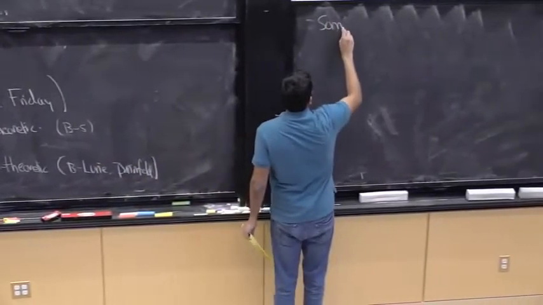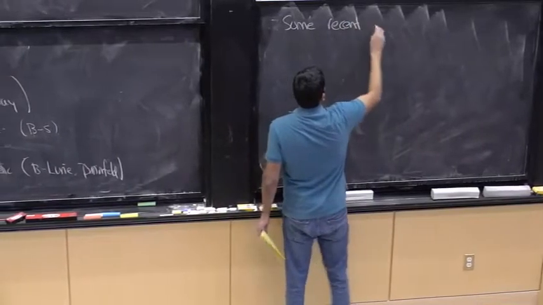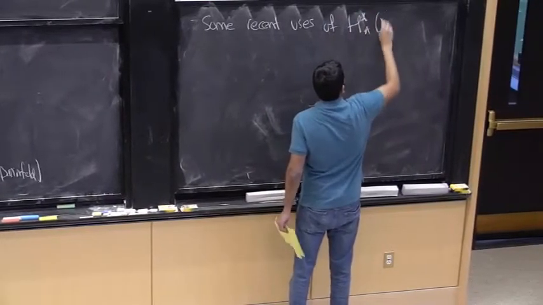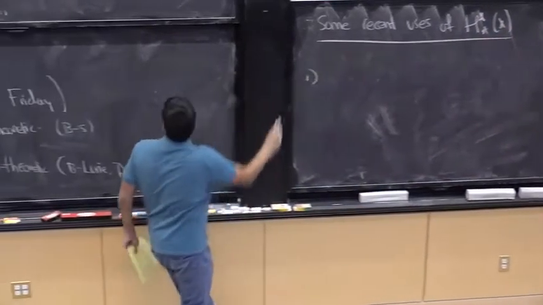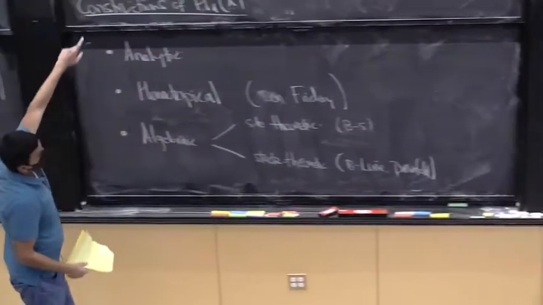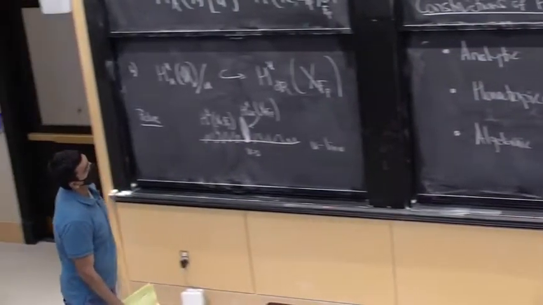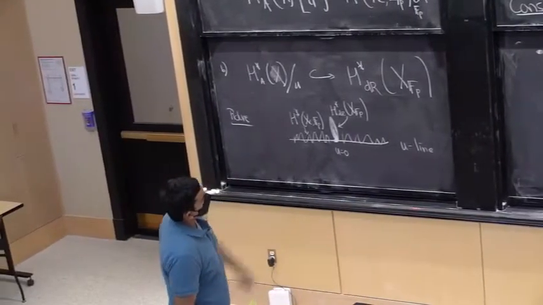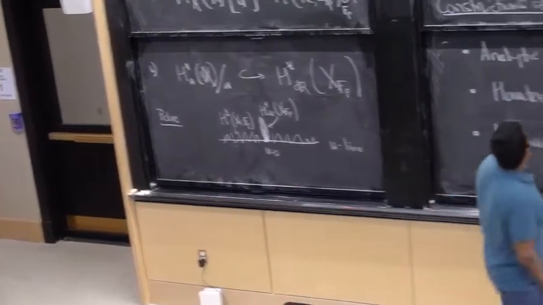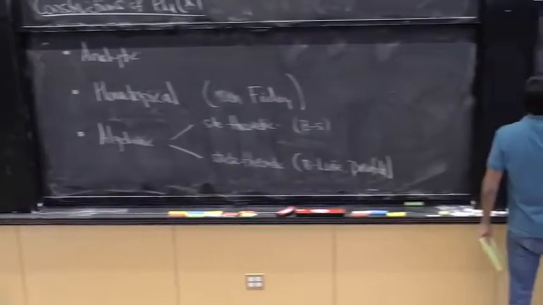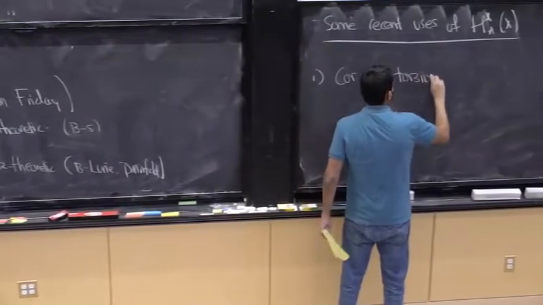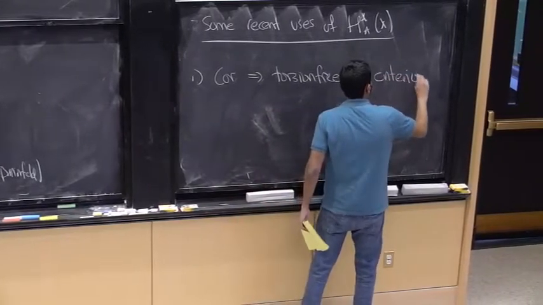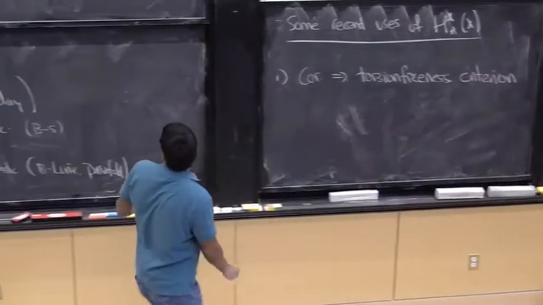So, some recent uses of this theory. The first one just comes from this observation on top. I have this corollary, which is this sequence of inequalities. And it's very easy to see that, OK, let me just write. The corollary gives you a torsion freeness criterion for cohomology. So it gives you a criterion for detecting the lack of p-torsion.